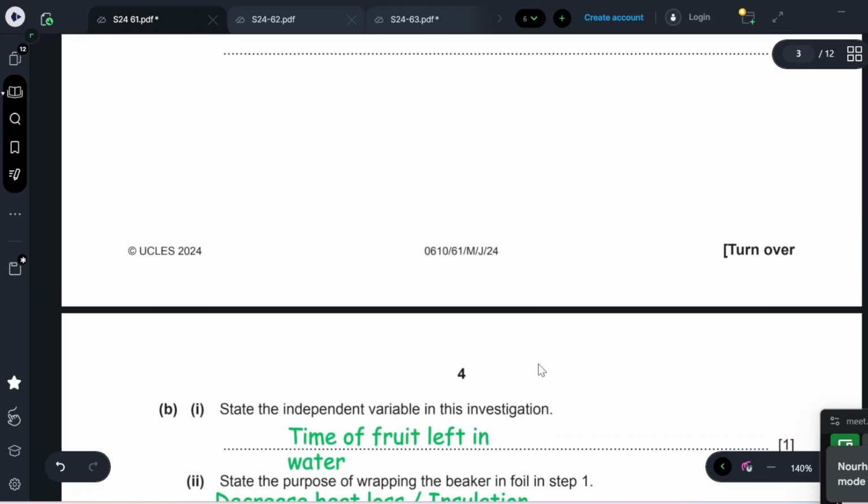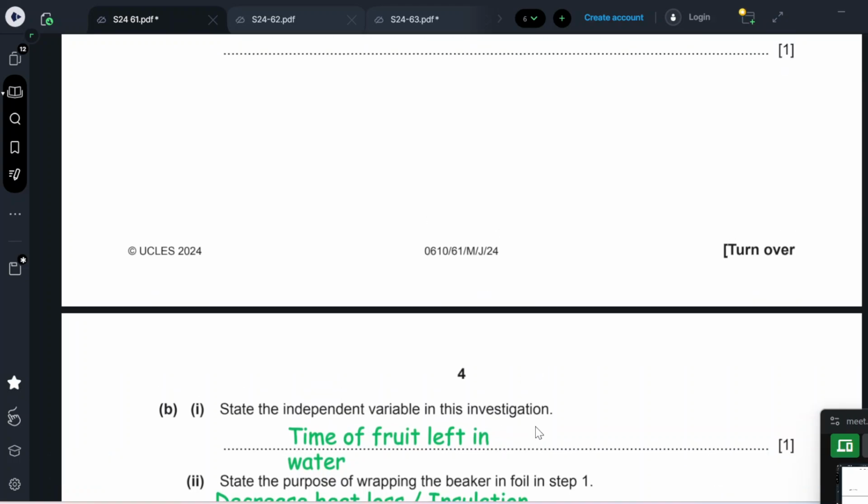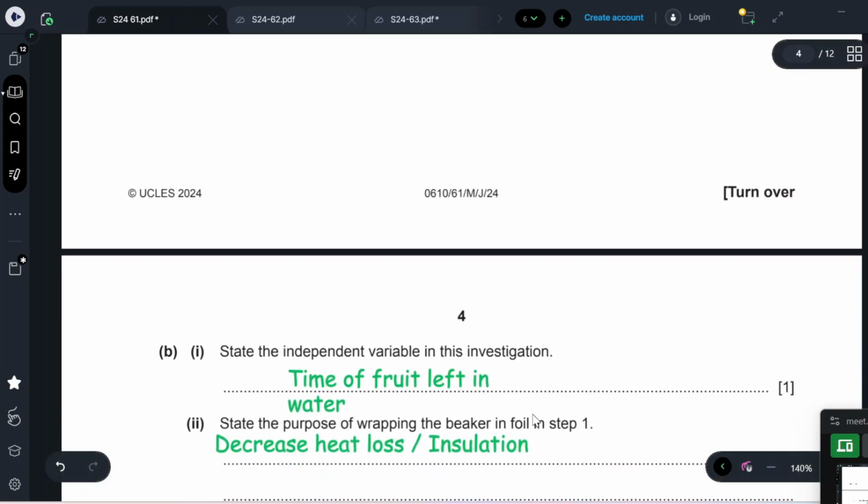What is the purpose of the foil? We just said it. Why did we put foil around the beaker? To maintain the temperature, decrease heat loss, for insulation. Insulate the beaker.